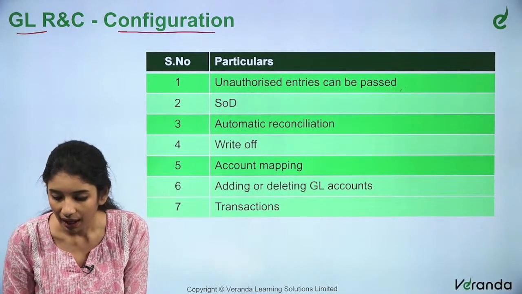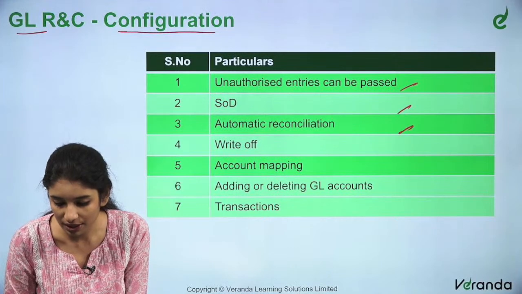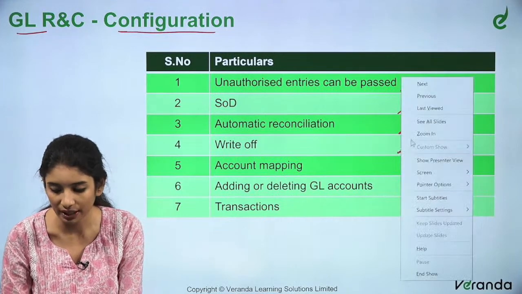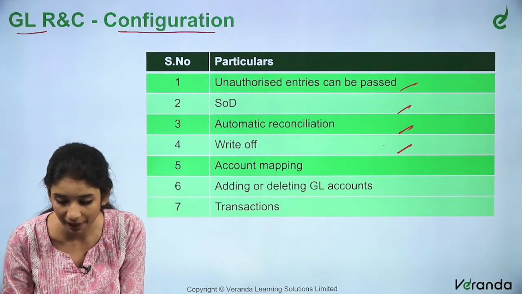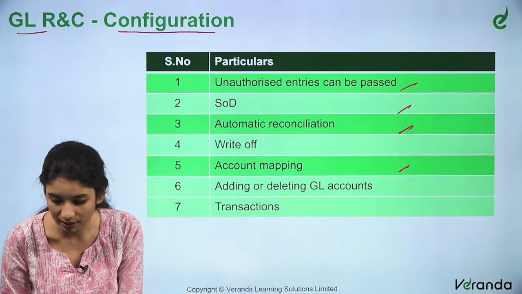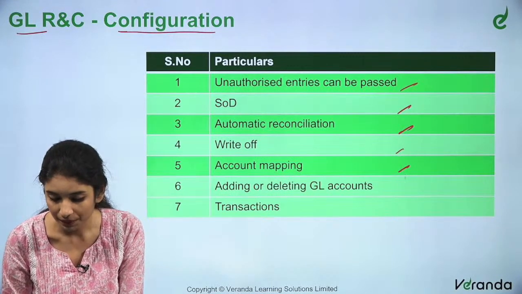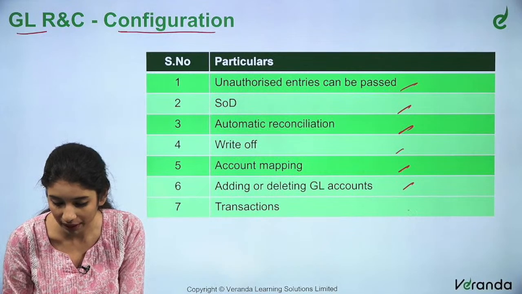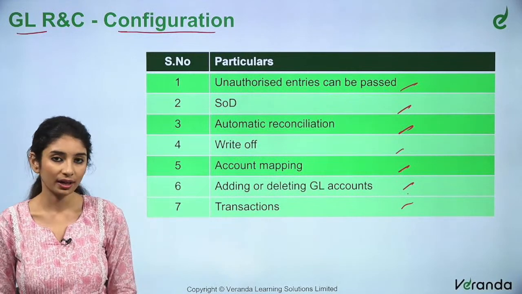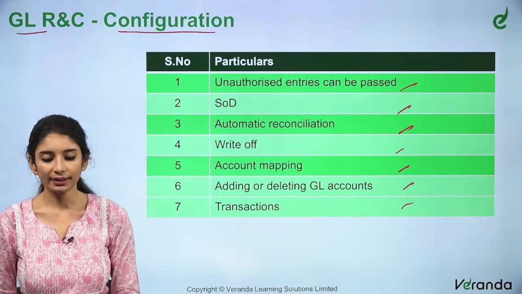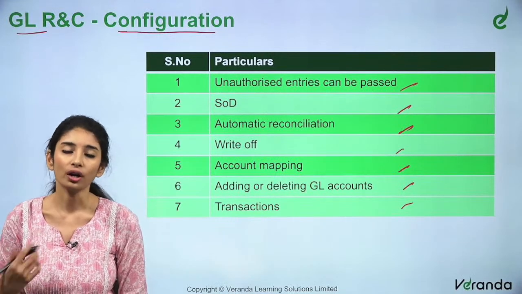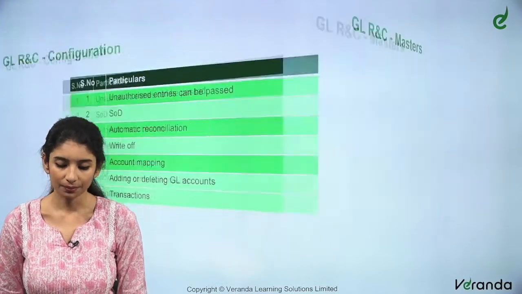Okay. So under that: unauthorized entries, segregation of duties, automatic reconciliation not done or wrongly done or not approved by the manager, write-off not given effect to, account mapping not done by the software, adding or deleting GL accounts not given effect to, and transactions not approved or not authorized by the correct person.